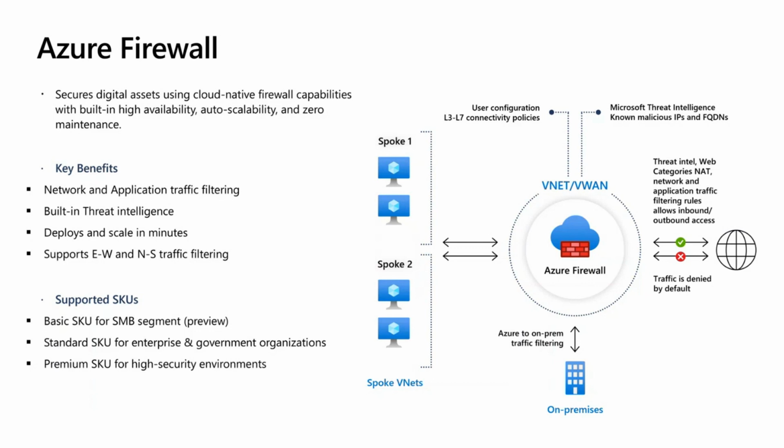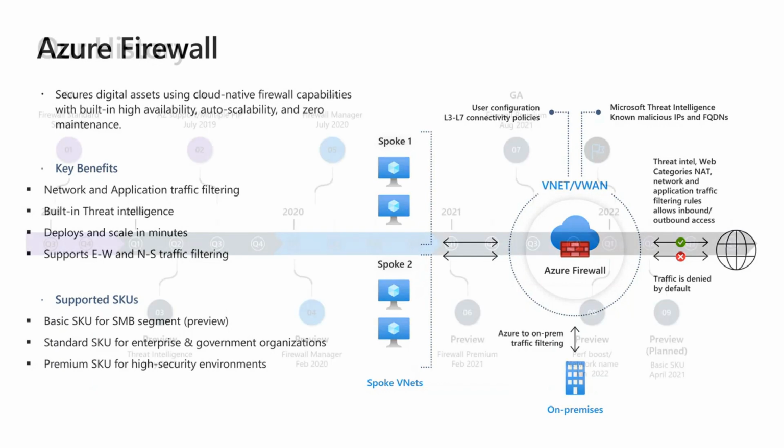Standard SKU is for enterprises, large environments where you need more throughput and more features. And then premium SKU is for very highly sensitive, high security environments where you have sensitive workloads, you need more threat protection. So it has features like intrusion detection and prevention. And so each of these SKUs has a use case based on the features they provide. The throughput as well as the cost varies accordingly.